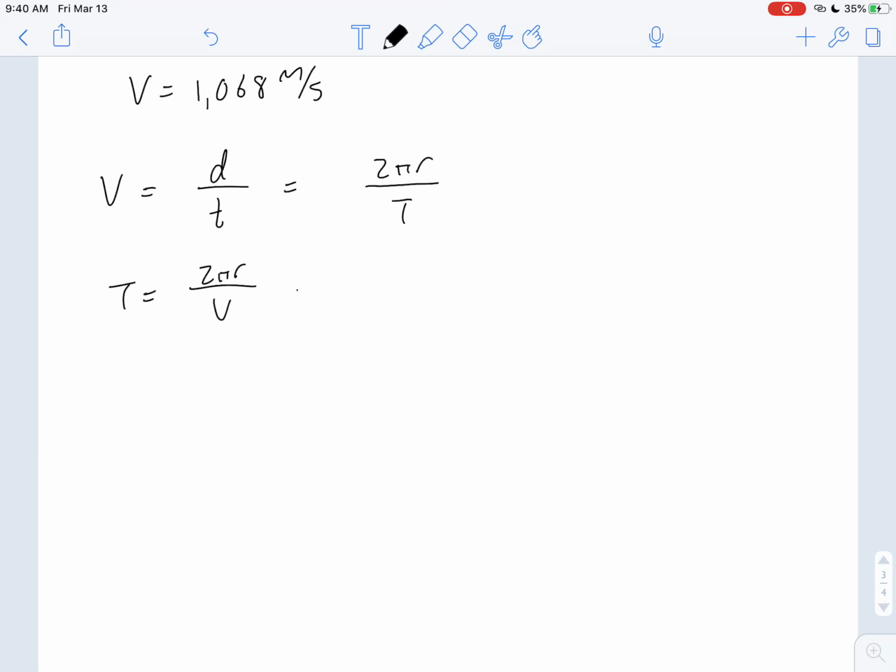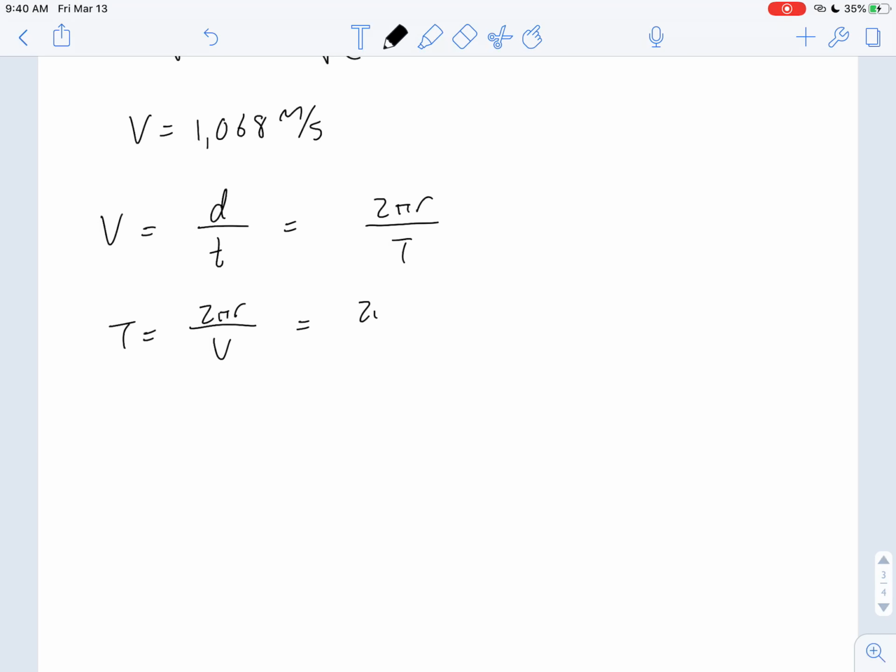Let's go ahead and plug in some numbers and see what we get here. That's 2 pi times 3.8 times 10 to the 8 meter, and then we're going to divide that by the velocity we just found, 1,068 meter per second. If I do that, we're going to get a big number, so convert that to scientific notation. I'm getting 2.2 times 10 to the 6 second.